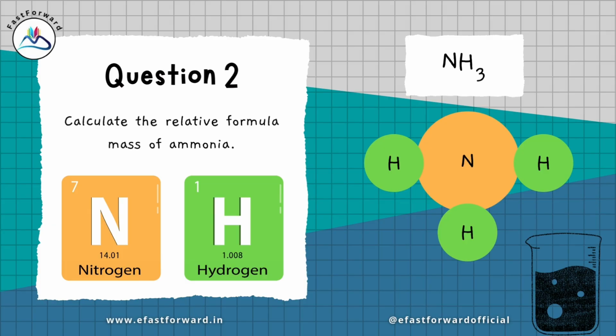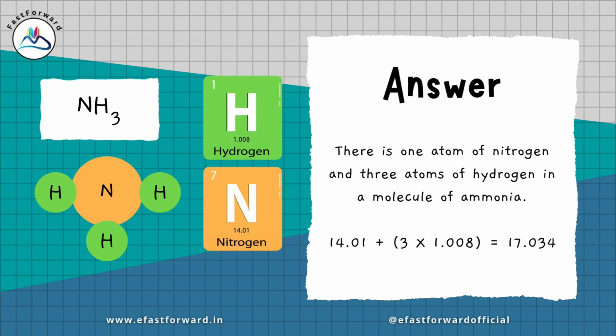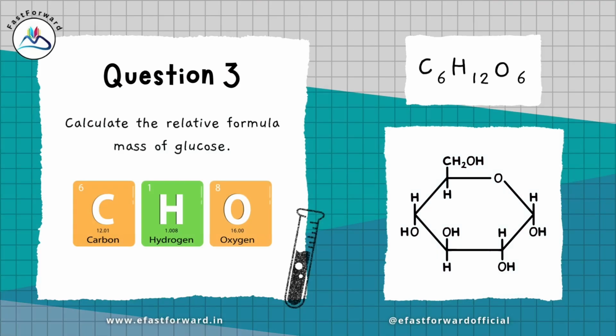Question 2. Calculate the relative formula mass of ammonia. Answer. There is 1 atom of nitrogen and 3 atoms of hydrogen in a molecule of ammonia. Therefore, 14.01 plus 3 multiply 1.008 equals 17.034. Question 3. Calculate the relative formula mass of glucose.